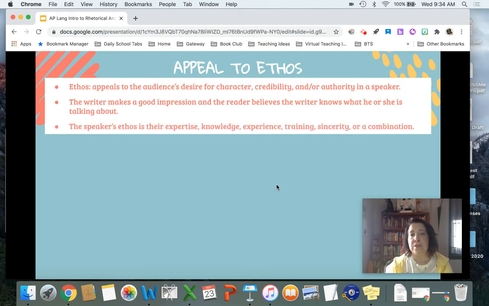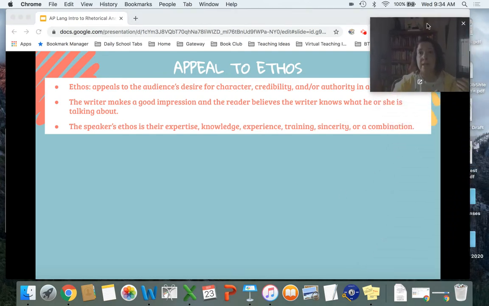It is their expertise, their knowledge, their experience, their training, their sincerity, or a combination of those things. So some of you who read the Bill McKibben, for example, the essay about being accused of being a hypocrite, I love that essay, just so you know. He opens with this anecdote of being on, I think, a book tour, going on speaking engagements to speak about the environment. And many of you pointed out that this is an appeal to ethos because he's establishing that he's not just some dude in a Prius. He is an expert on the environment, a very famous environmental expert and writer. And so in dropping that in, he's appealing to your sense of ethos, right? And building up his own credibility.